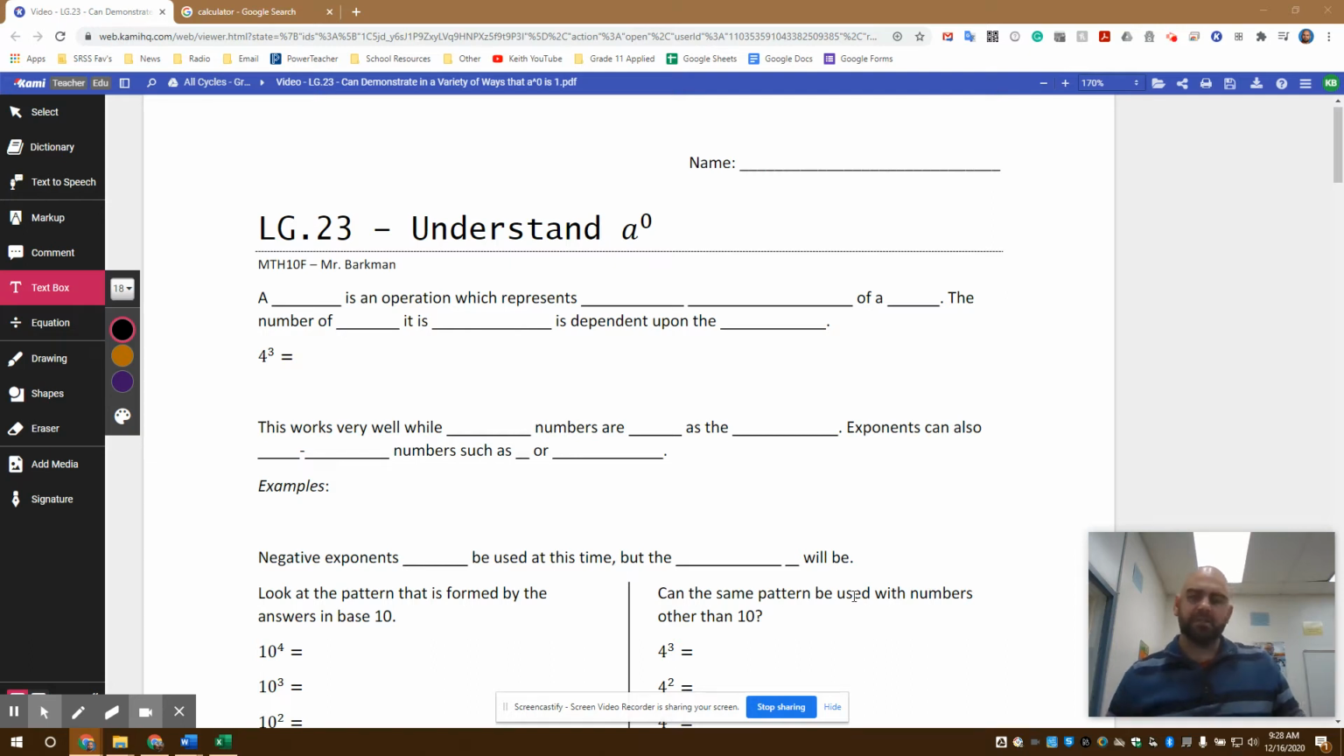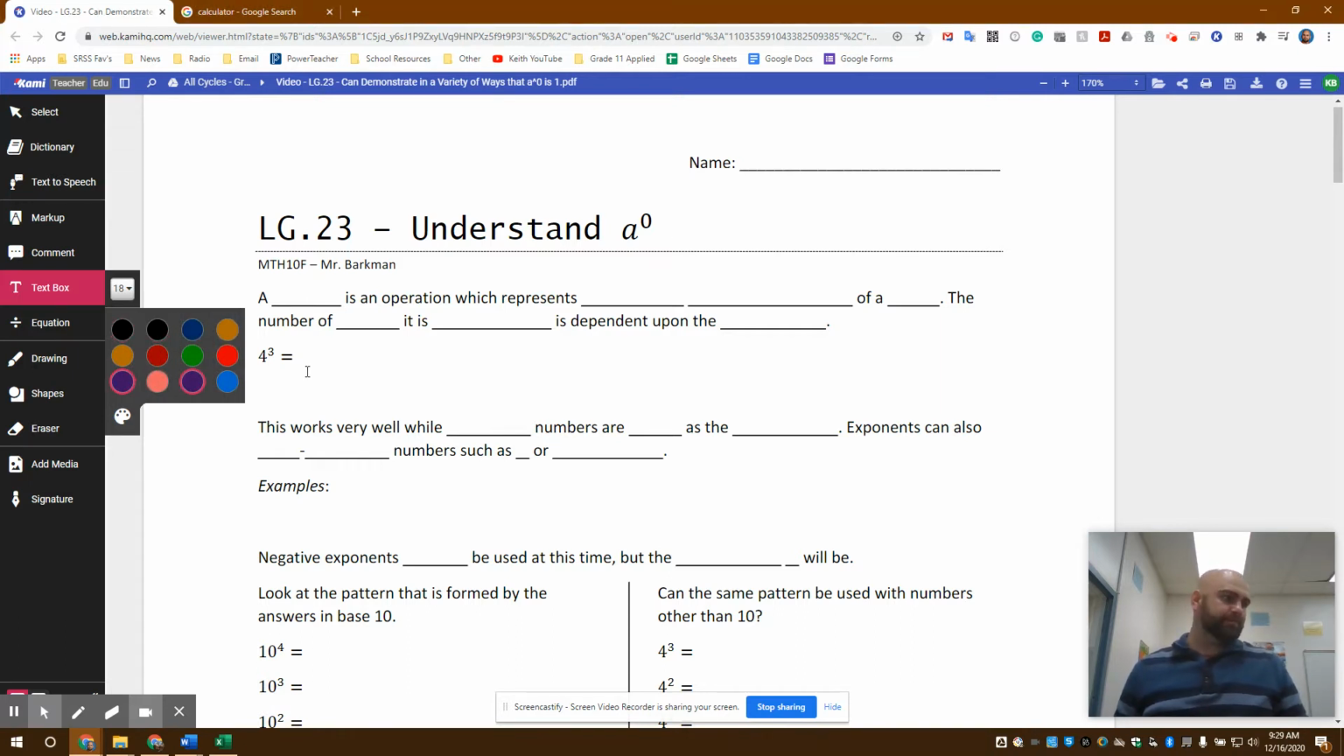So welcome to lesson 23, or learning goal 23, where we're going to try to come up with an understanding of a number to the power of 0, or a to the power of 0. The a right there represents any number, so don't worry too much about what a is. A is a variable; it represents any number, and we'll go into how that affects what we are doing in just a little bit. So let's do a little bit of review first.